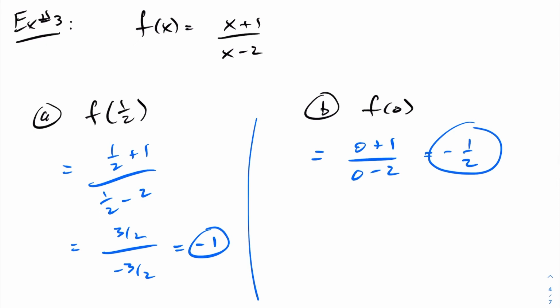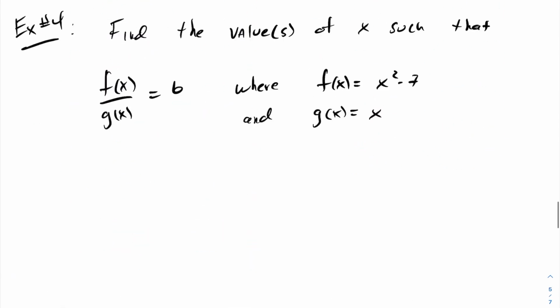All right, let's take a look at the next example. For the next example, we want to find all value or values of x such that the following equation is satisfied. Obviously, we're going to need a definition of what f at x and g at x are, and they do give it to us here. It's f at x is x squared minus 7, and g at x is x. So let's put that in the equation here.